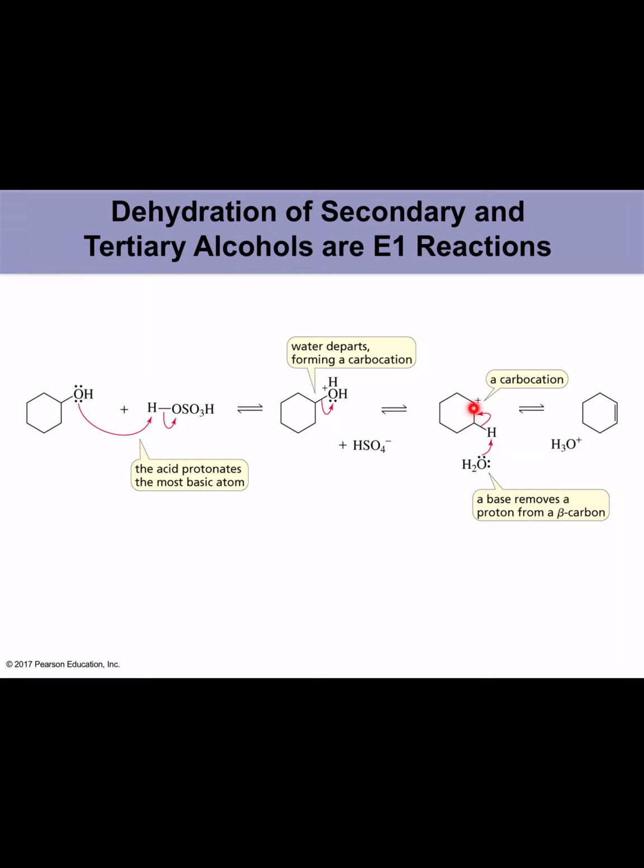So this is the alpha carbon, this is the beta carbon. Water molecule comes and takes the hydrogen and gives the electrons in the bond, 2 electrons, to form a bond between this carbon and this carbon. Now the carbocation charge will be neutralized by forming a double bond. So cyclohexanol became cyclohexene. That is the mechanism.